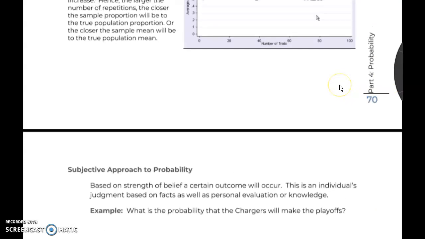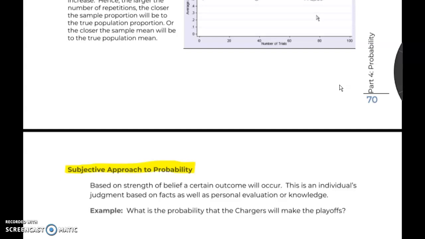Now, our very last approach is the subjective approach to probability. And, as the name states, it's a lot more subjective. It's not really as useful, but sometimes we just don't have the data available in order to use our frequency distribution or frequency approach, and we also don't have the theoretical probability available. So in that case, we can use a subjective approach. So it's simply subjective to what we believe.